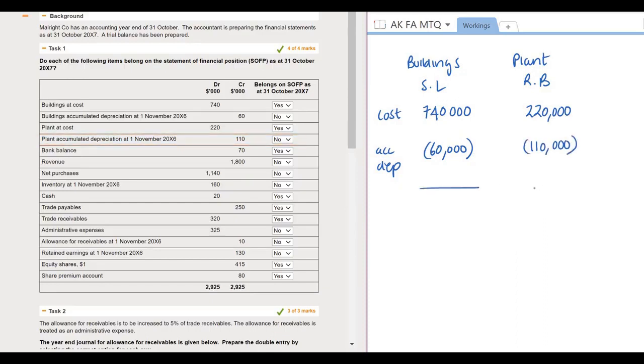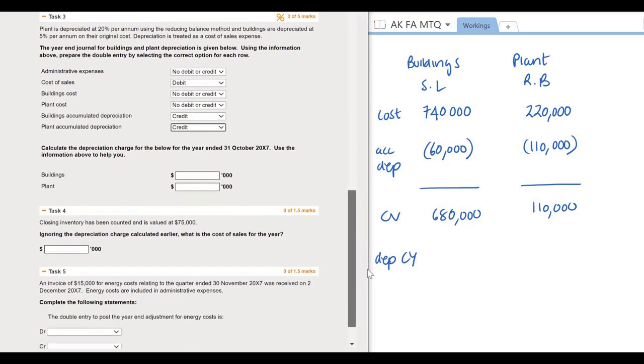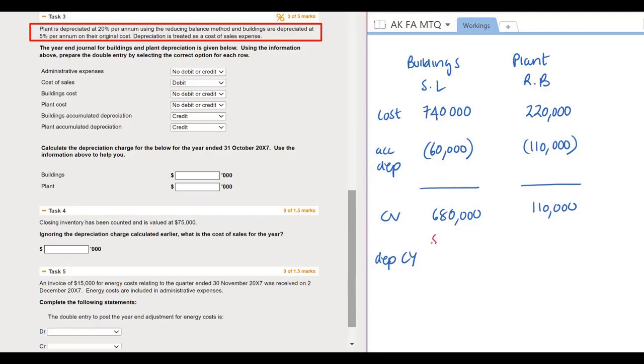That means at the beginning of the year, we have a carrying value for buildings that amounts to 680,000 and for plant that amounts to 110,000, which means our depreciation for the current year, which I'll abbreviate as CY, on our buildings, as it's based on cost, is an amount that equates to the policy that's given for our buildings. And if we scroll back down to the task, we are told that for plant, the depreciation is 20% reducing balance, but for buildings, it's 5% on the cost, so 5% of the 740,000, which gives us 37,000.